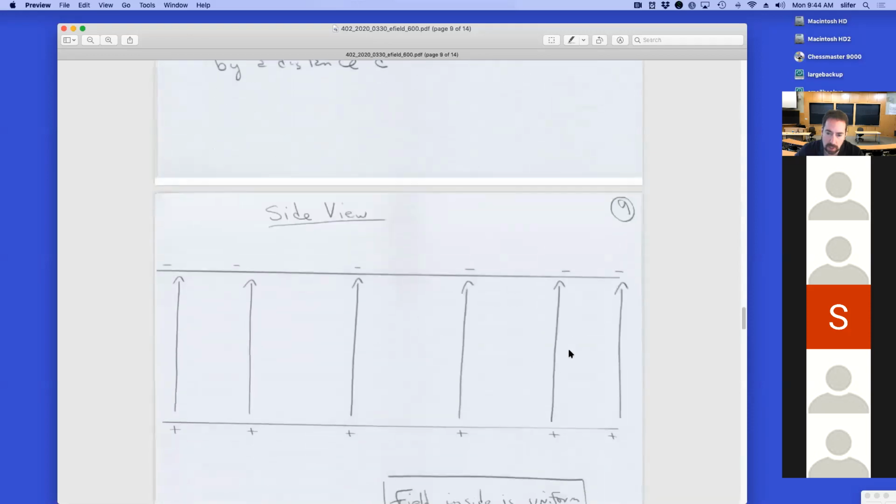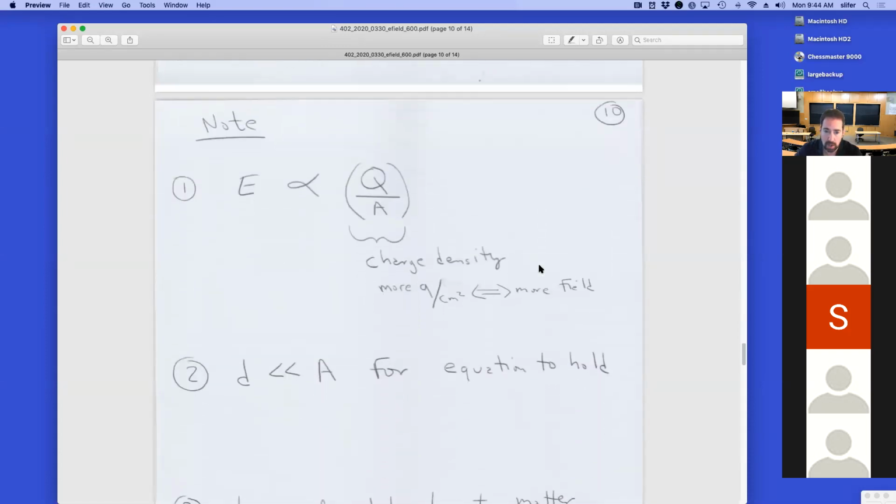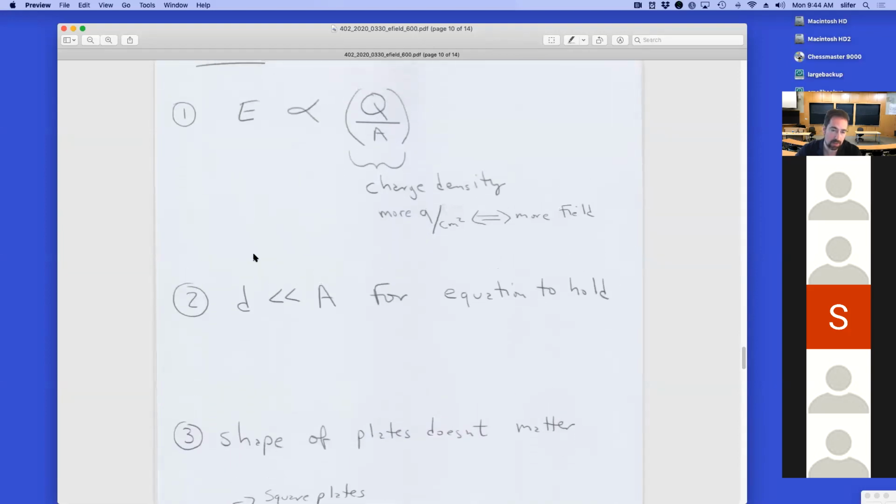Okay, so what was I saying? So I can calculate that magnitude. The direction goes from positive to negative. I think I summarized, I said this all in words, but just summarizing it all together.